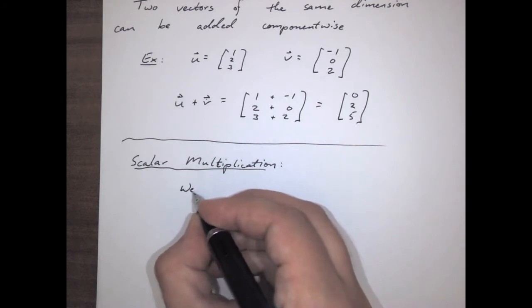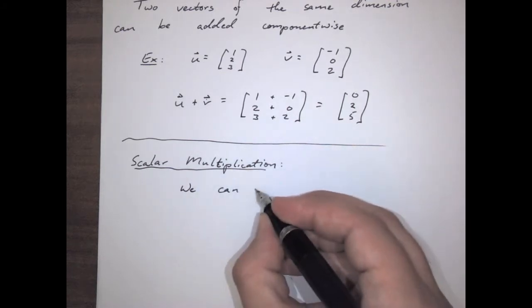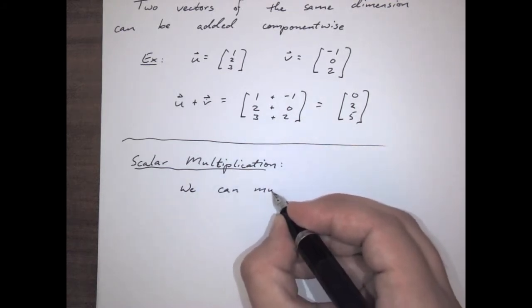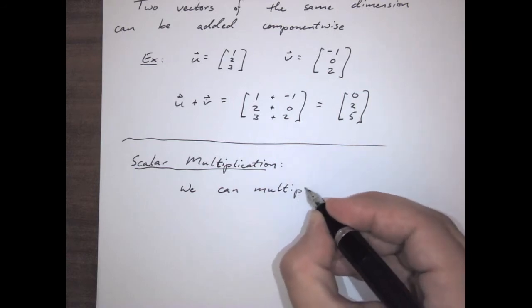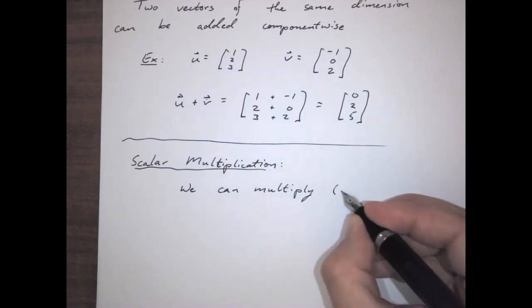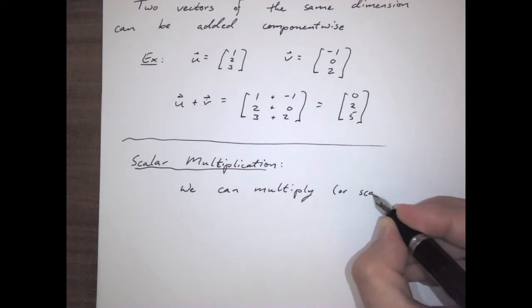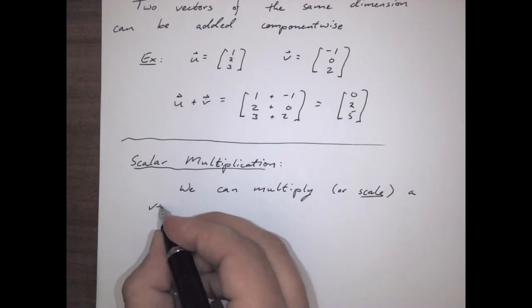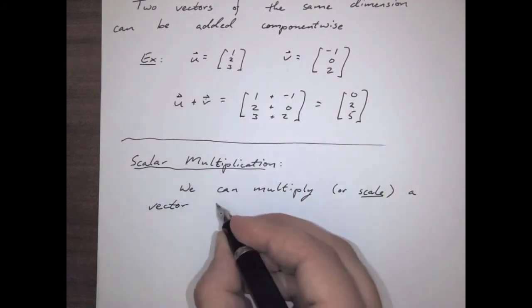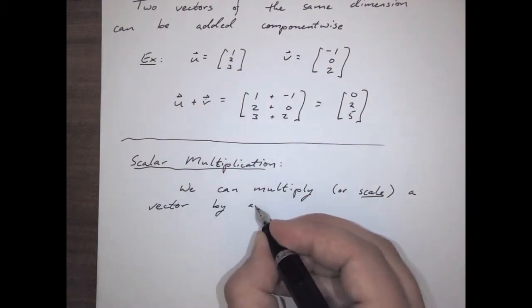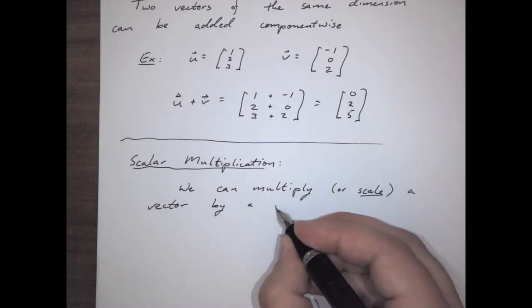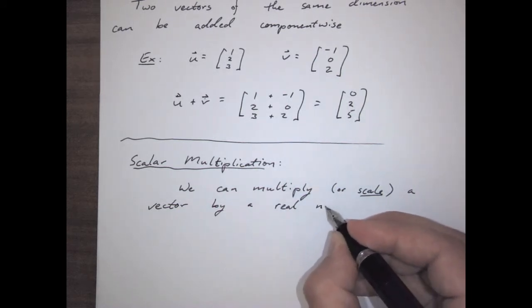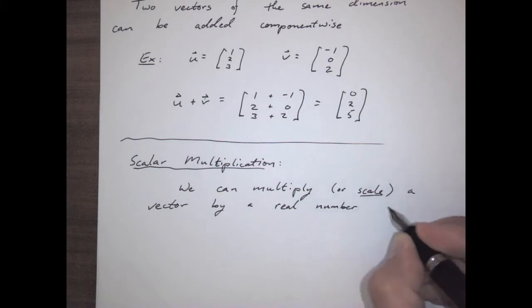So we can multiply, or in other words, scale a vector by a real number, which in this context we would call a scalar because it's what we're scaling by.